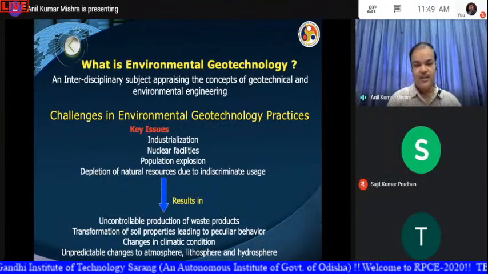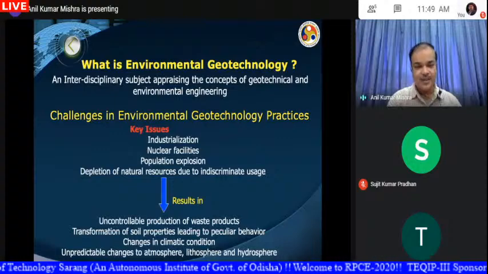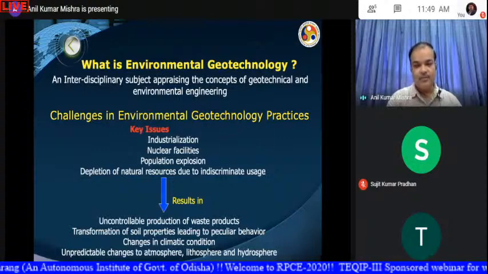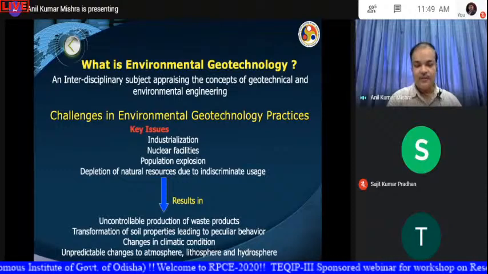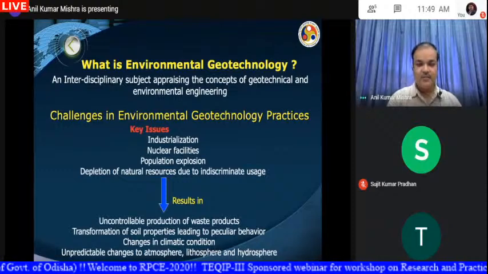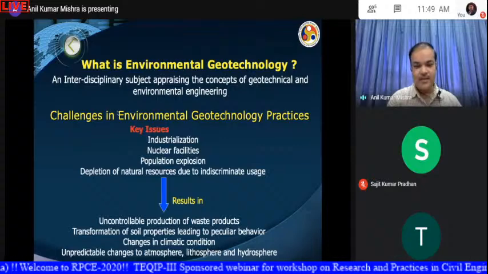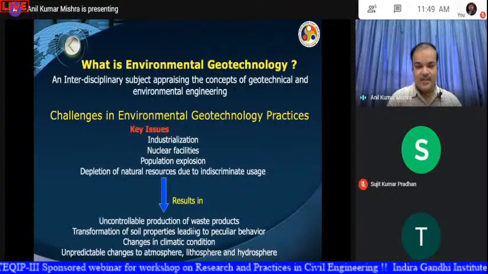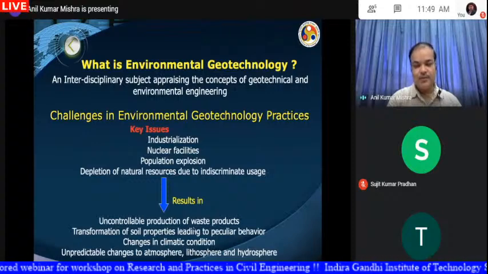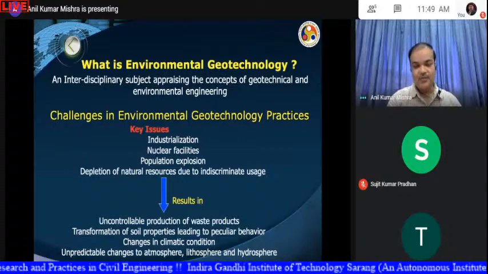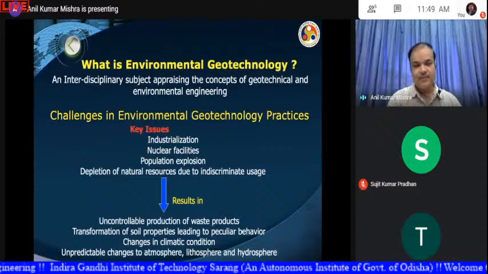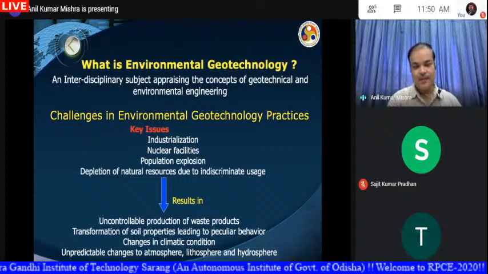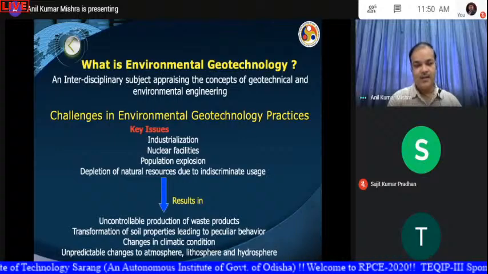Right now, with industrialization, nuclear facilities, and population increase, a lot of problems are created, including a lot of waste and a lot of toxic materials. Because of all these toxic materials and waste, there is a change in our atmosphere. Also, when this leachate or these toxic chemicals go into our water system, they contaminate the water source, from which we take our water, and then it will affect our health.